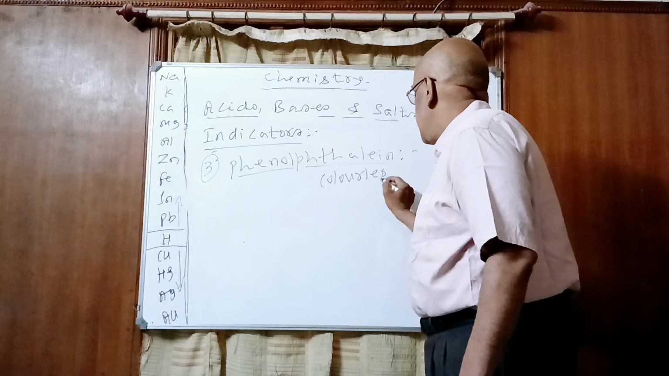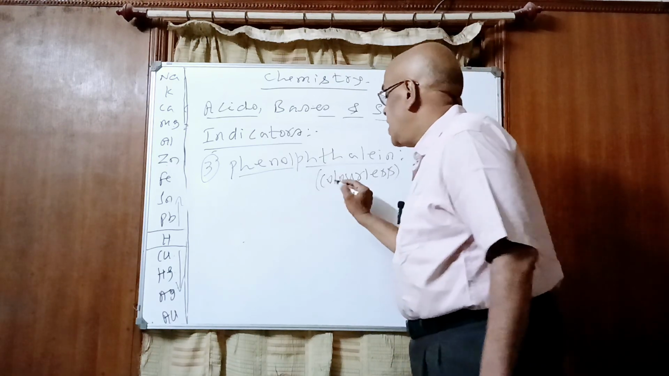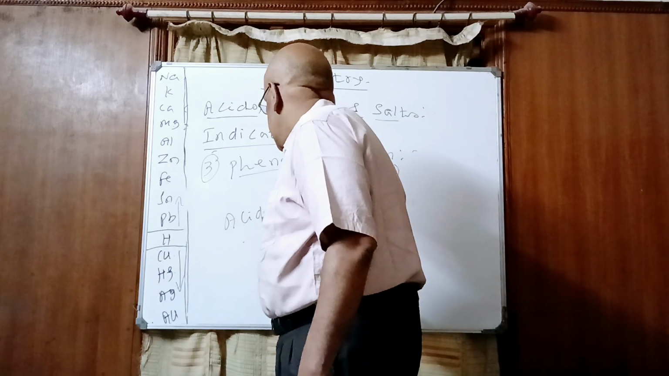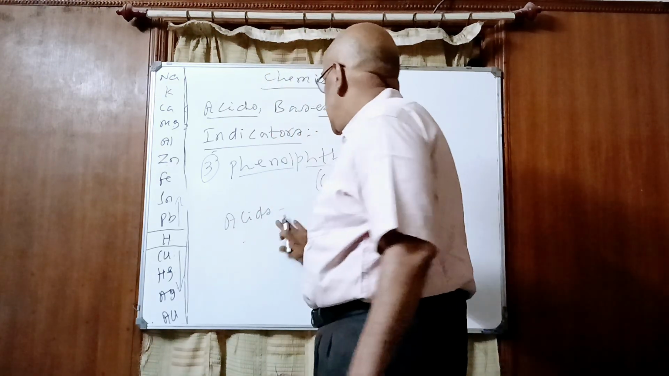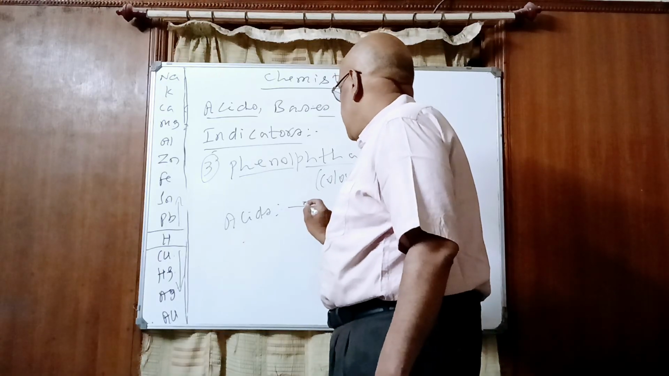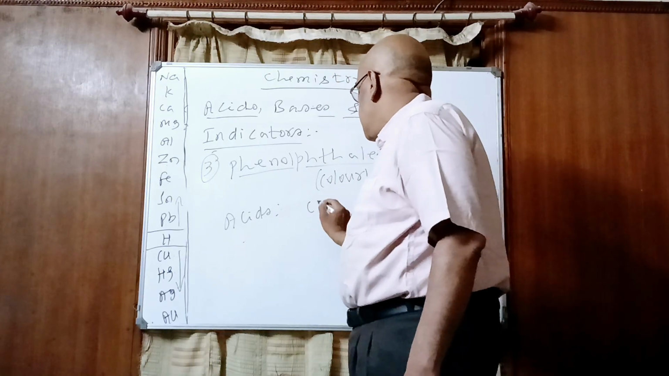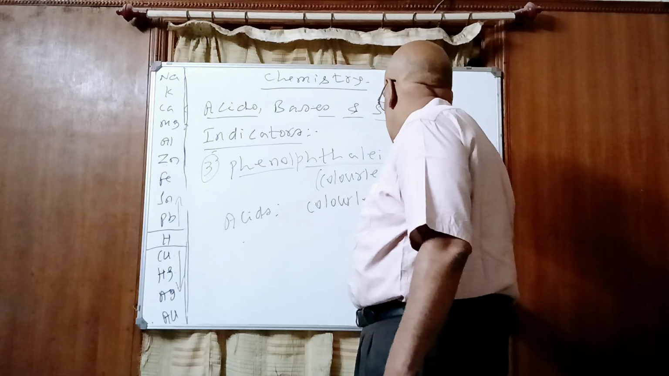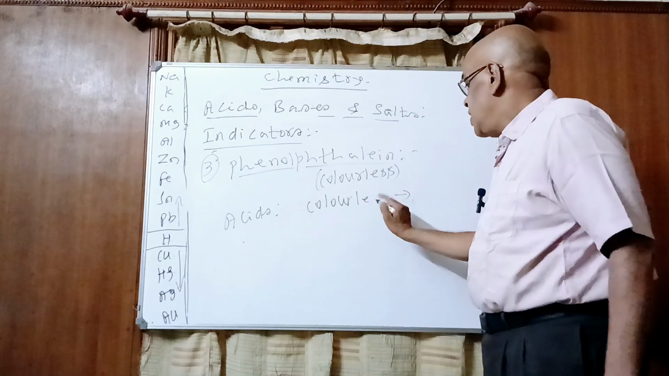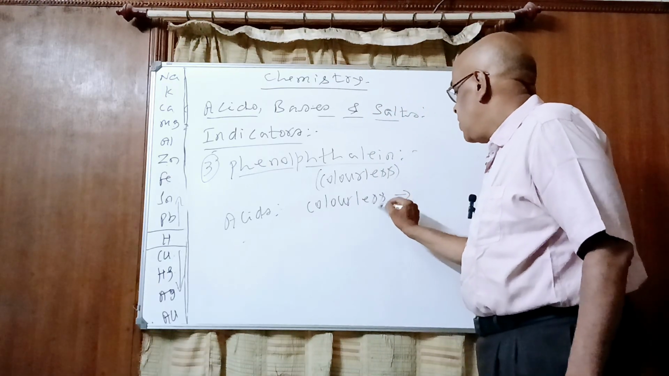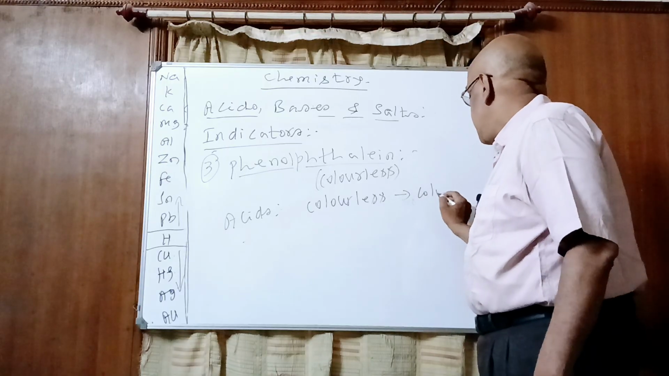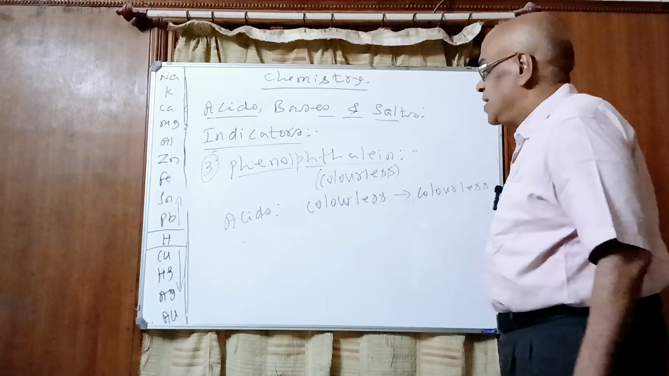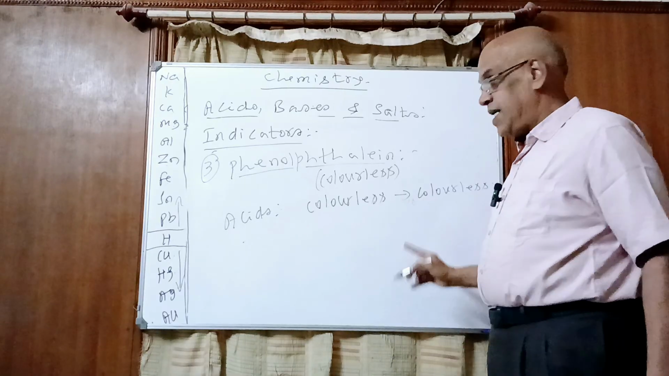Understood? What is its action on acids, children? Acids do not change phenolphthalein; it remains colorless. When you put it in acid, it remains colorless only. So what does it indicate? The given chemical is an acid.